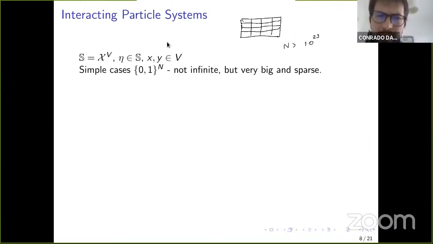So if you think about this type of models that we're doing, the number of configurations we have is 2 to the power n. This is a huge number. And the matrix is typically very big, but very sparse. So the transitions we observe are from one cell to a neighboring cell, local dynamics. So it's a transition matrix that's full of zeros.